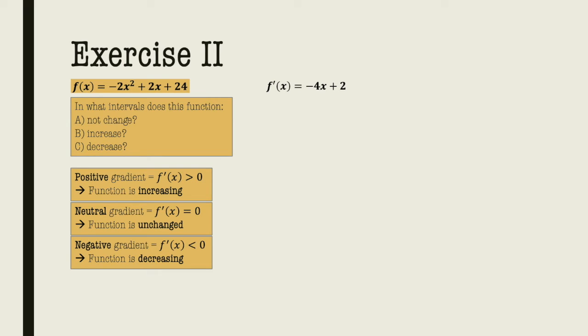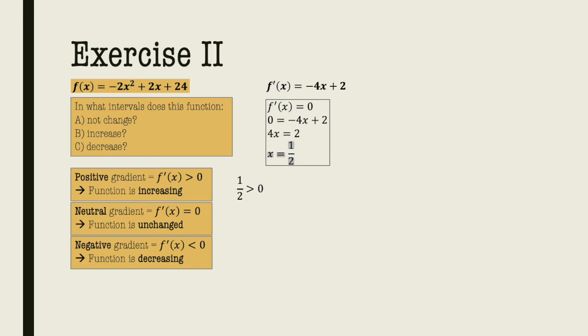Admittedly, we do not know at what point on the graph it will not change, but as previously stated, we do know that f prime of x will equal 0. We can simply work backwards. 0 equals negative 4x plus 2, and we solve for x. That offers us an answer of x equals 1 over 2.